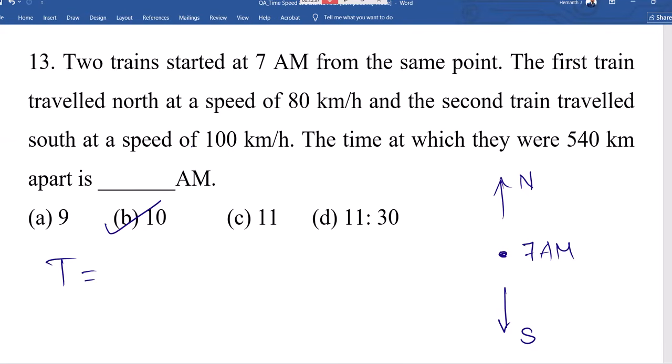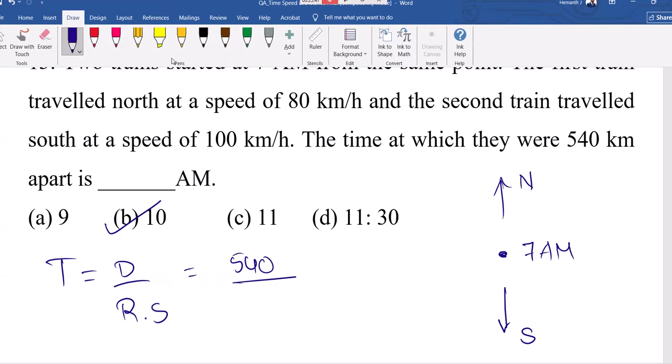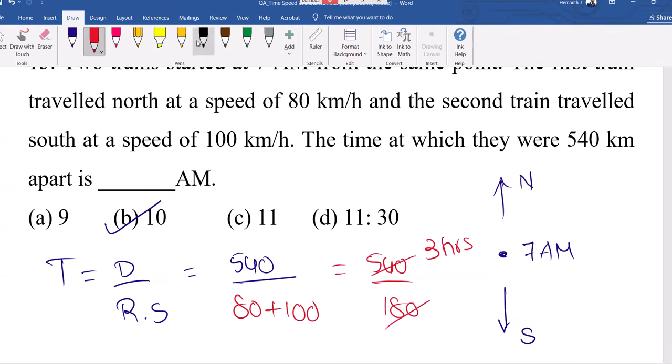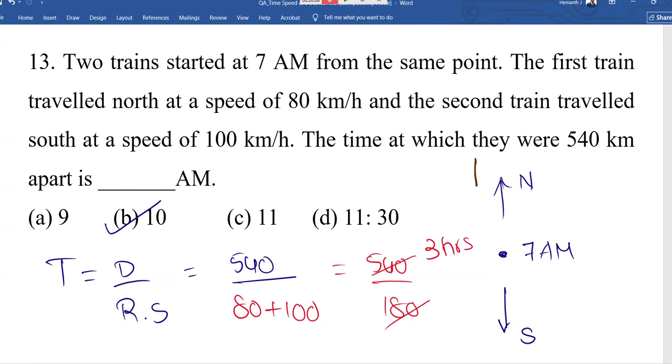Timing is distance by speed. Here I had to mention relative speed. Distance is how much? 540. Speeds, should we add or subtract? Add, as they are in opposite directions. So 540 divided by 180, we'll get 3 hours. Timing is 3 hours from 7 a.m. They're asking in terms of timing, so from 7 a.m., 3 hours. 10 a.m. must be your answer.